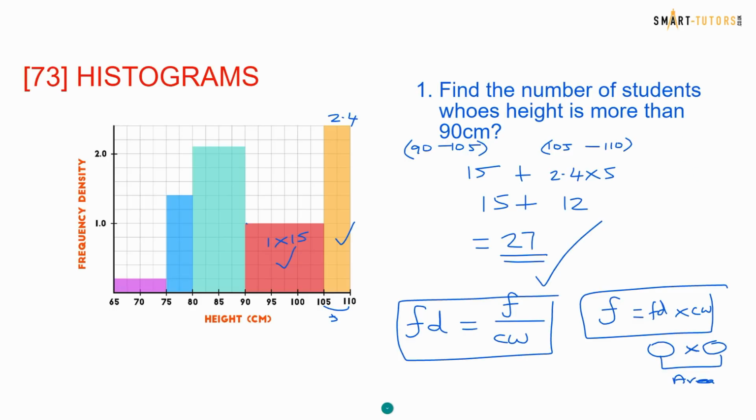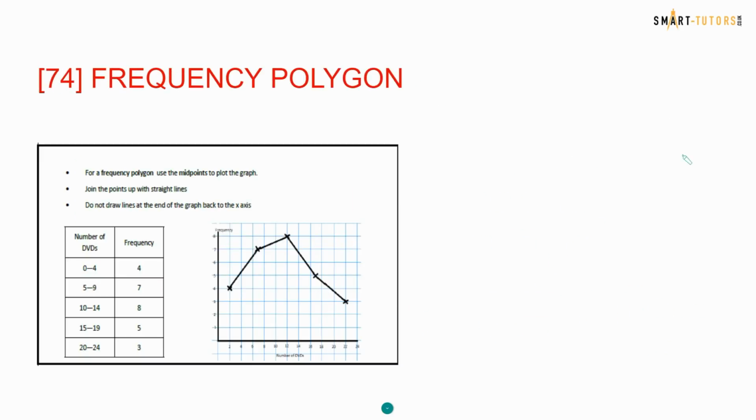Topic 74. Frequency polygon. It's very easy. For the frequency polygon, use the midpoints to plot the graph. Join the points up with straight lines. Don't draw lines at the ends of the graph back to the x-axis, so you don't need to draw the starting and ending points. You need to draw the midpoints and connect all the midpoints as a line graph. That is the frequency polygon.